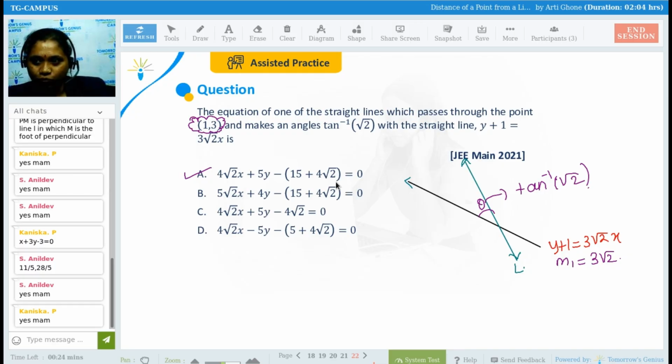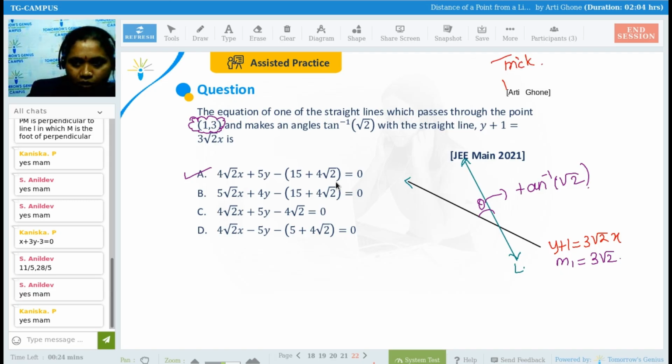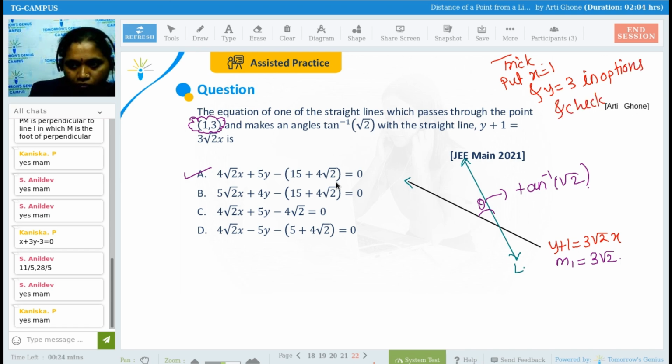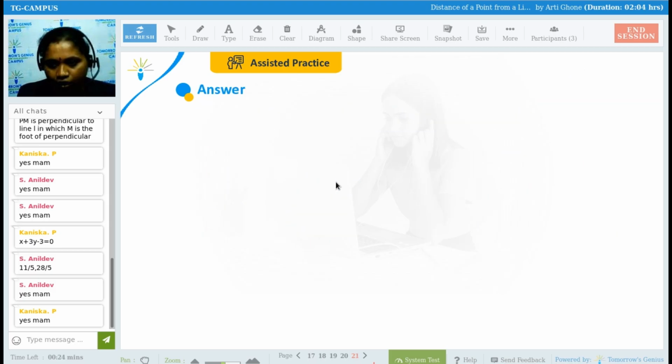Okay, so put the value, and you can write down our trick. I am just mentioning it for your studies. Put x is equal to 1 and y is equal to 3 in the options. Okay, clear?